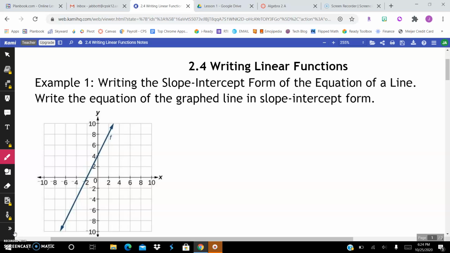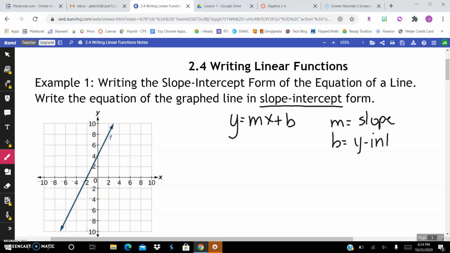So for example 1 here, writing the slope-intercept form of the equation of a line, we want to figure out what the equation is in slope-intercept form from this graph. So slope-intercept form is y equals mx plus b. m is our slope, and b is our y-intercept.